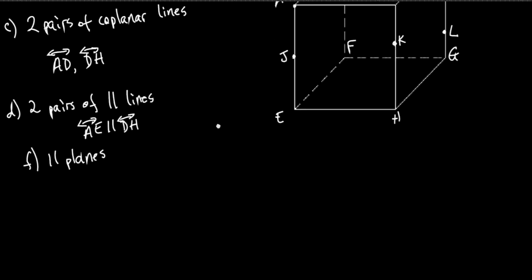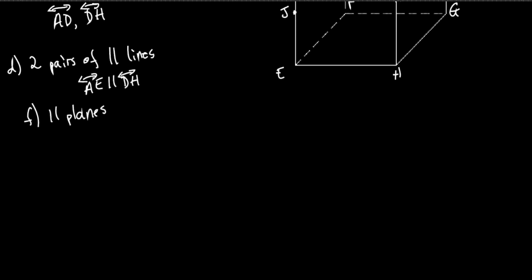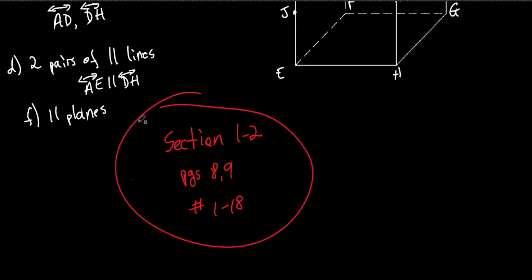All right. I'm going to give you a homework assignment. It's on the paper I gave you, but I'm going to write it down anyway. So if somebody's watching this on YouTube, there we go. All right. So it's section 1-2. It's pages 8 and 9. And you're doing numbers 1 to 18. So that's your homework right there.